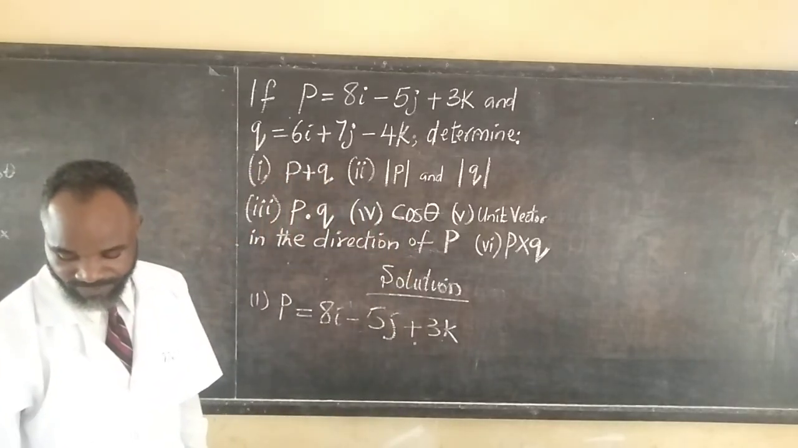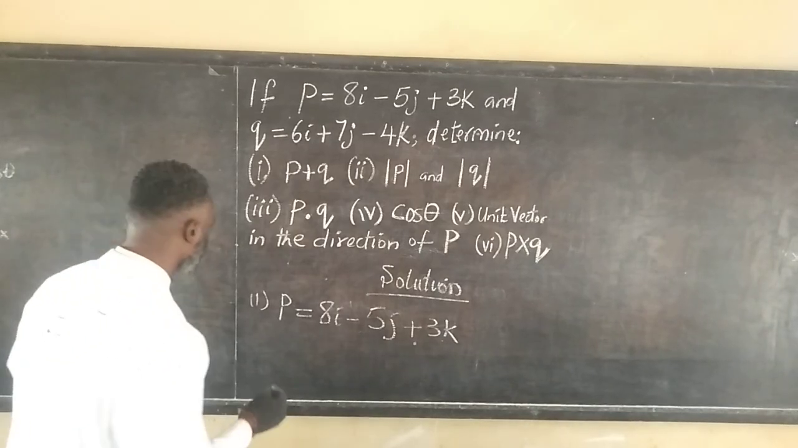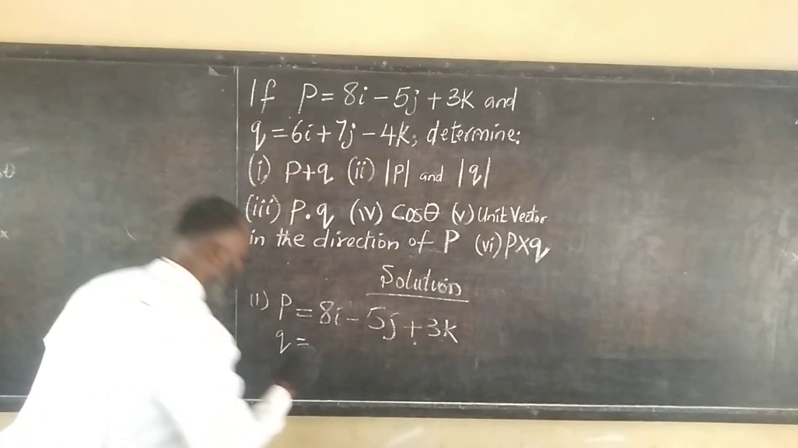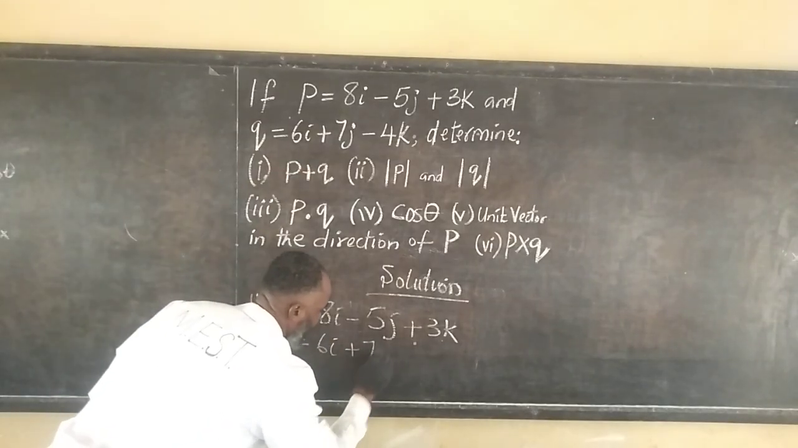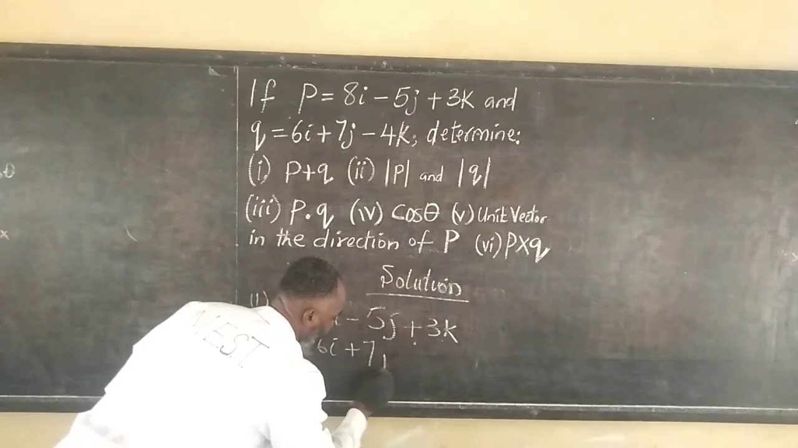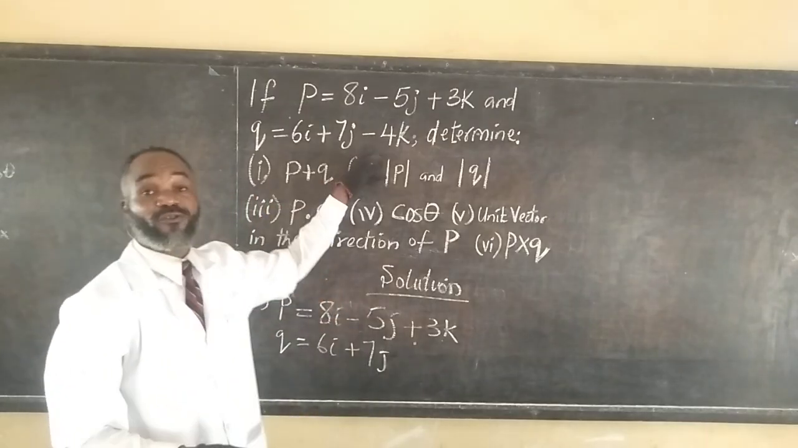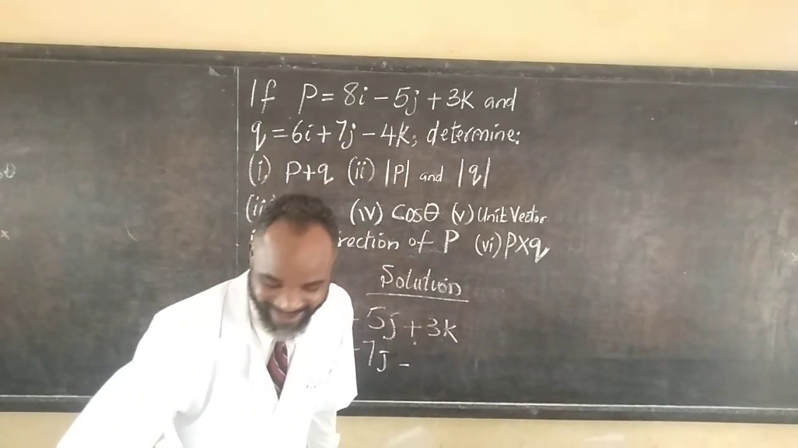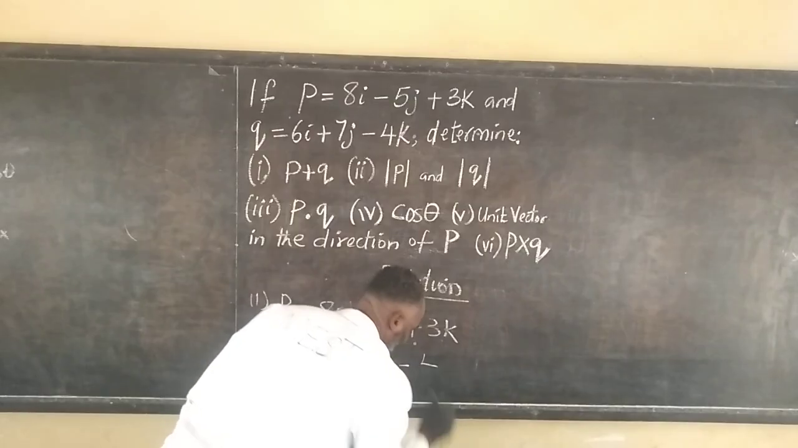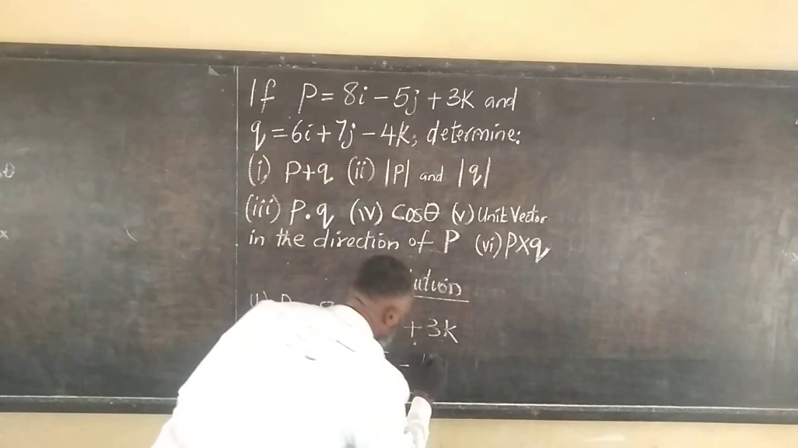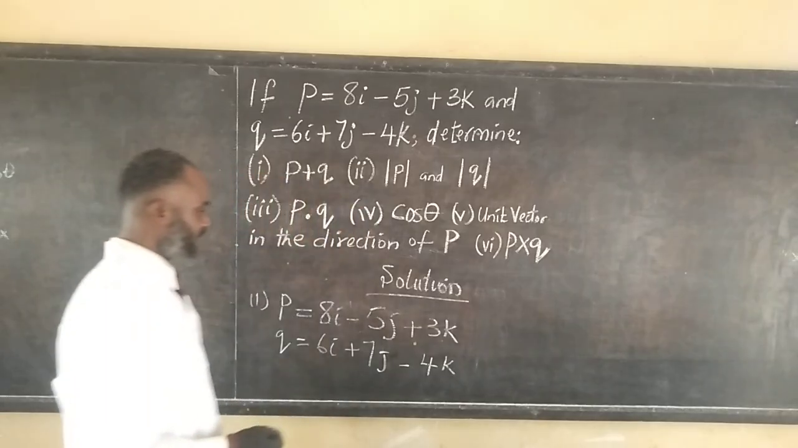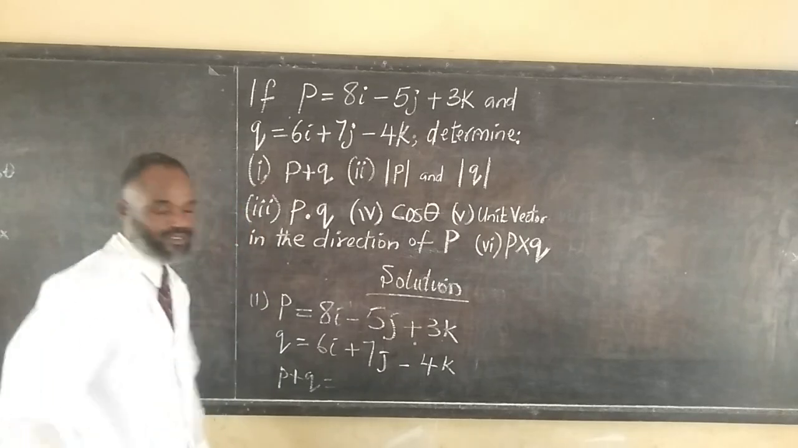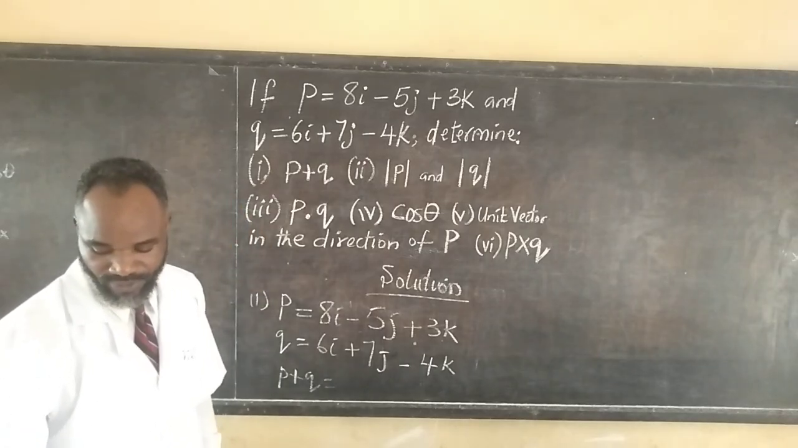For Q, we have Q given as 6I plus 7J, not K, 7J, right? And finally, minus 4K. That's for Q. Now the question is to find P plus Q. How do we now find P plus Q?